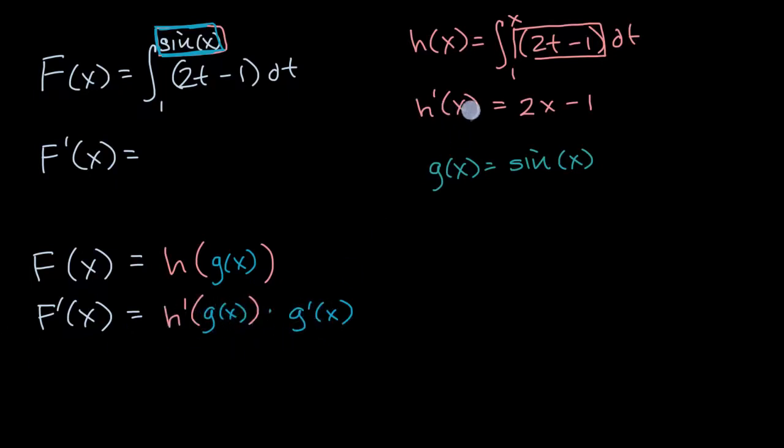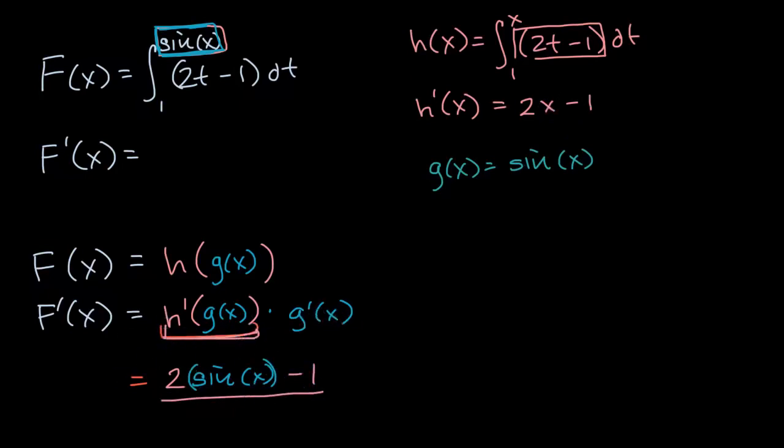Well, we already know what h prime of x is. So let me do this in another color. This part right over here is going to be equal to, everywhere we see an x here, we'll replace with the g of x. So it's going to be 2 times sine of x, 2 sine of x, and then minus 1. This is this right over here.